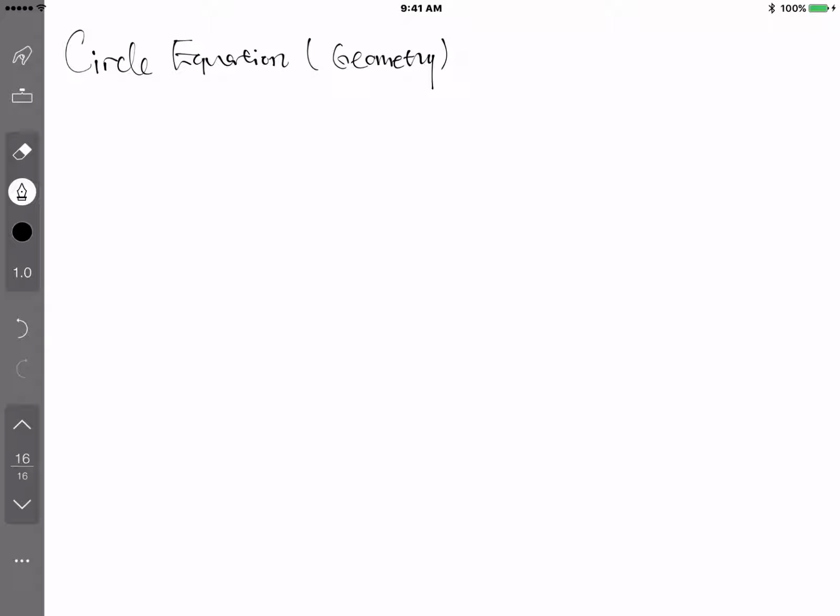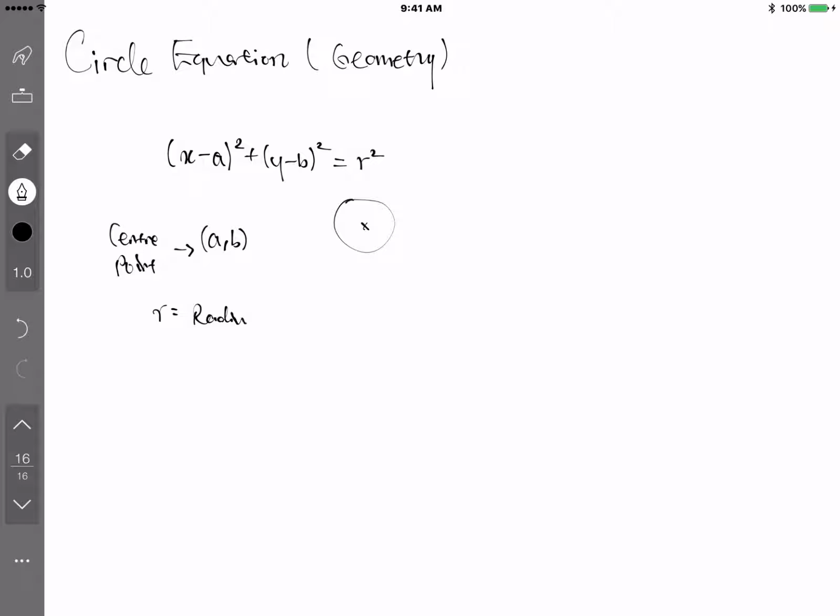So first, let's learn what the circle looks like. The basic form is: (x - a) squared plus (y - b) squared equals r squared. So a and b are going to be the center point of the circle, and r stands for radius. Everyone should know what radius is.